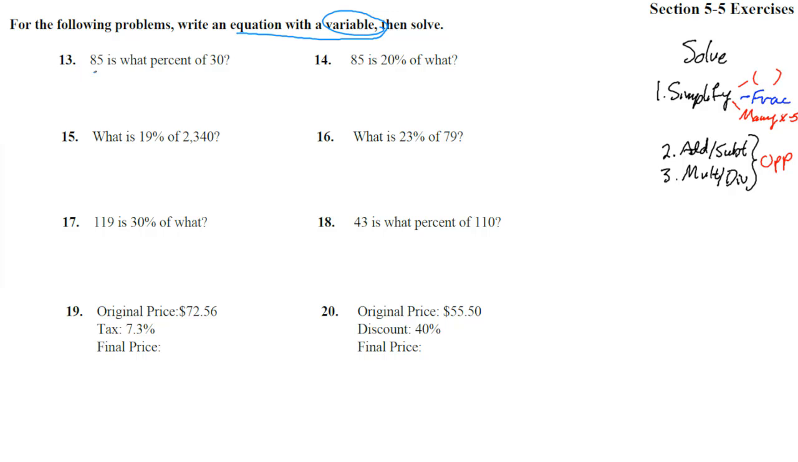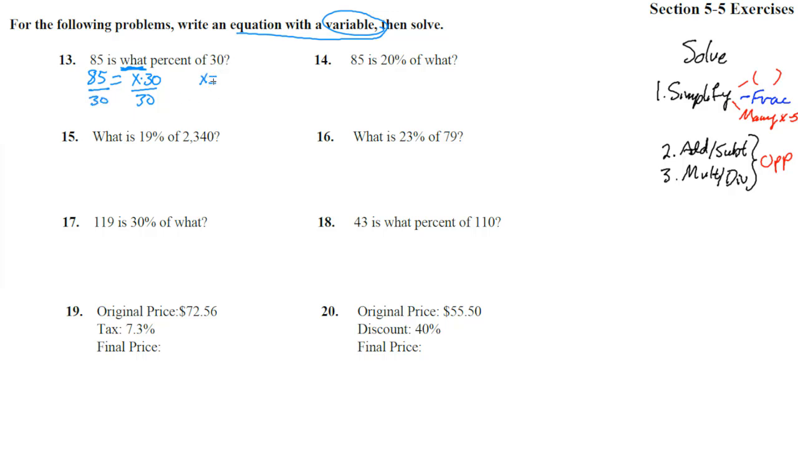Number 13, 85 is what? It's not a z, that's an equal sign. Let's write that better. 85 is what percent? So the what, now remember we're going to turn it to a percent, but the what is an x. Of means times, and then 30. And notice, hey, we have an equation. It's got a variable. How do we get that variable by itself? Divide by 30, divide by 30.